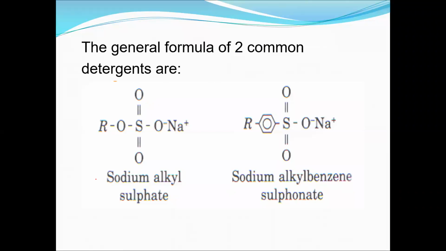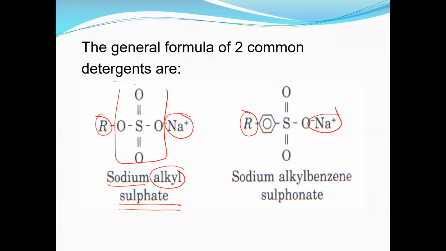I want you to pay attention to this. I still have the sodium, just like my soap. But my soap came from fatty acid. Remember, fatty acid gives me my soap. But in detergent, listen, I must have sodium. I got two types. I must have alkyl. R is my alkyl group. And sulfate. Sulfate is SO4 2 minus. That is my one type.